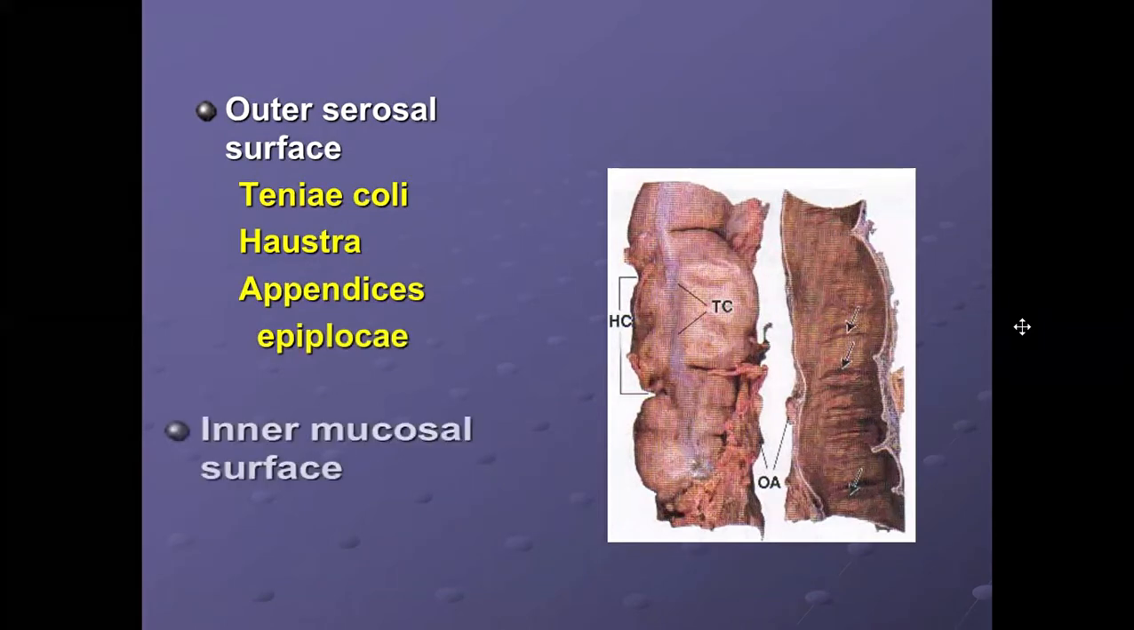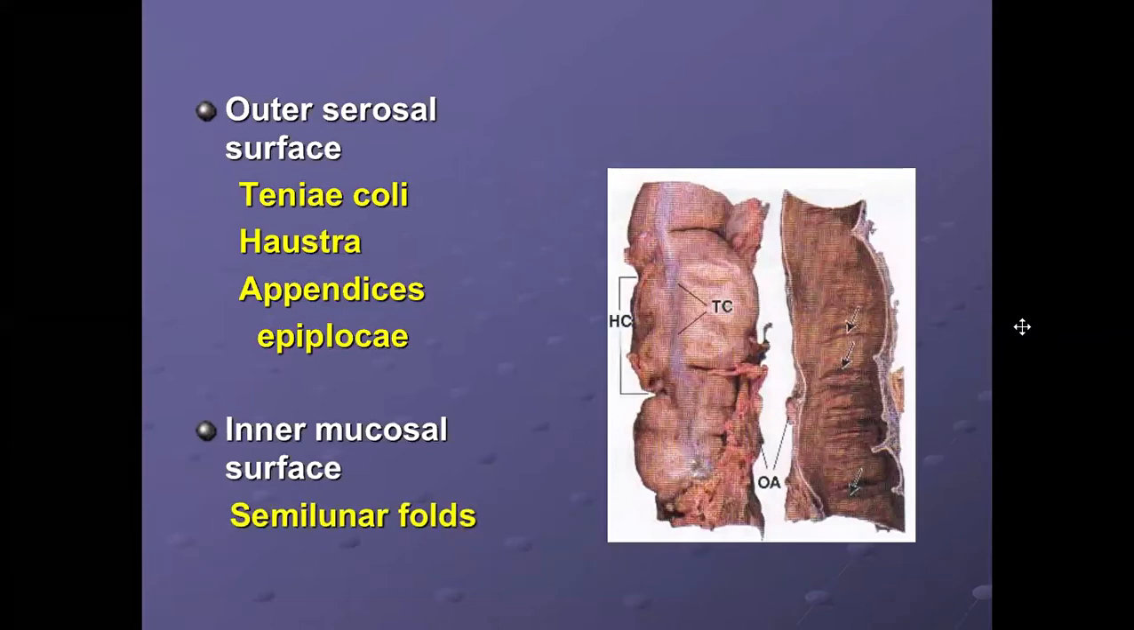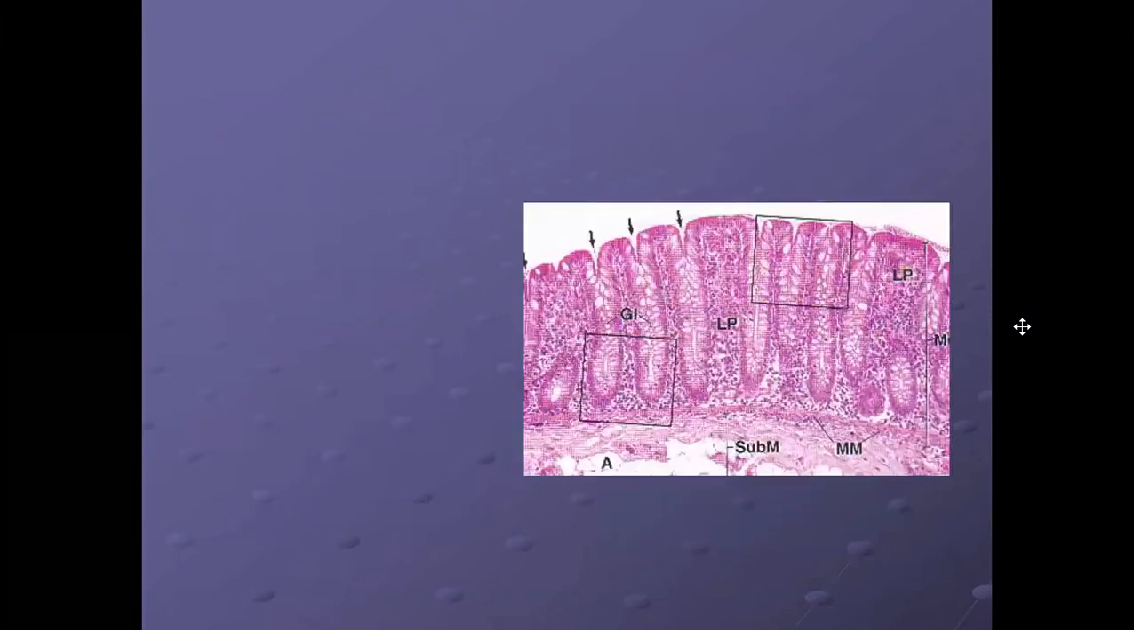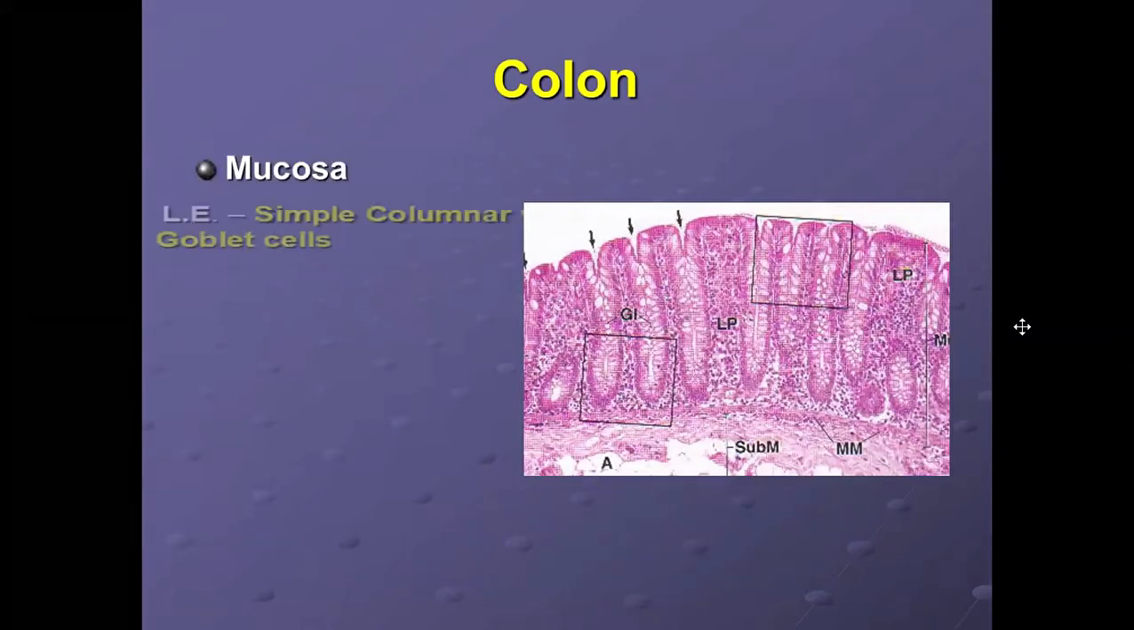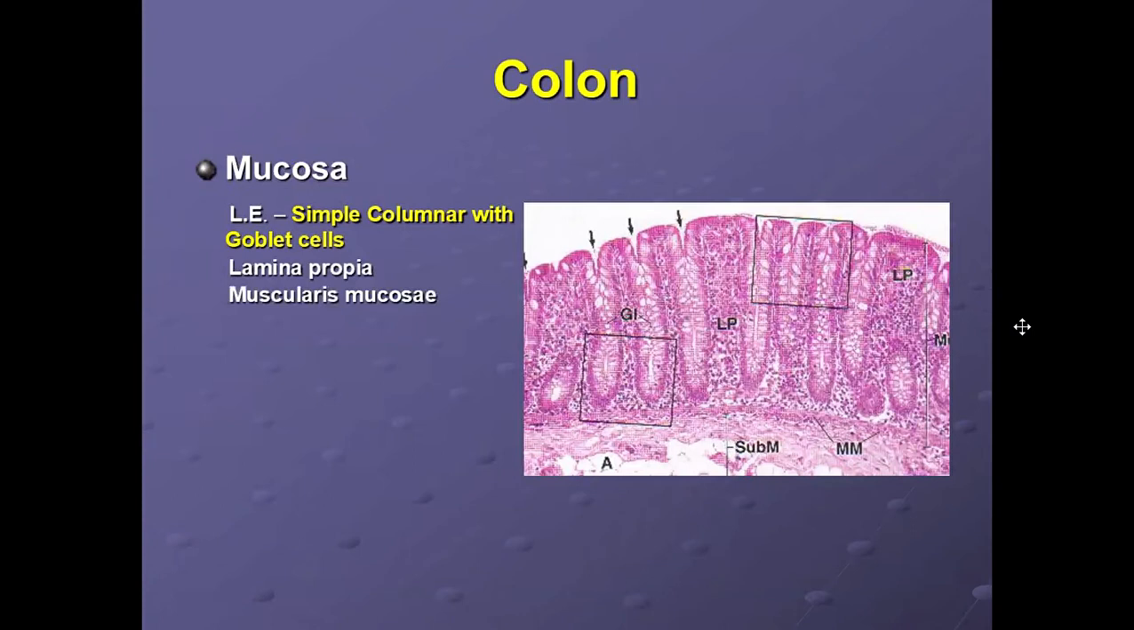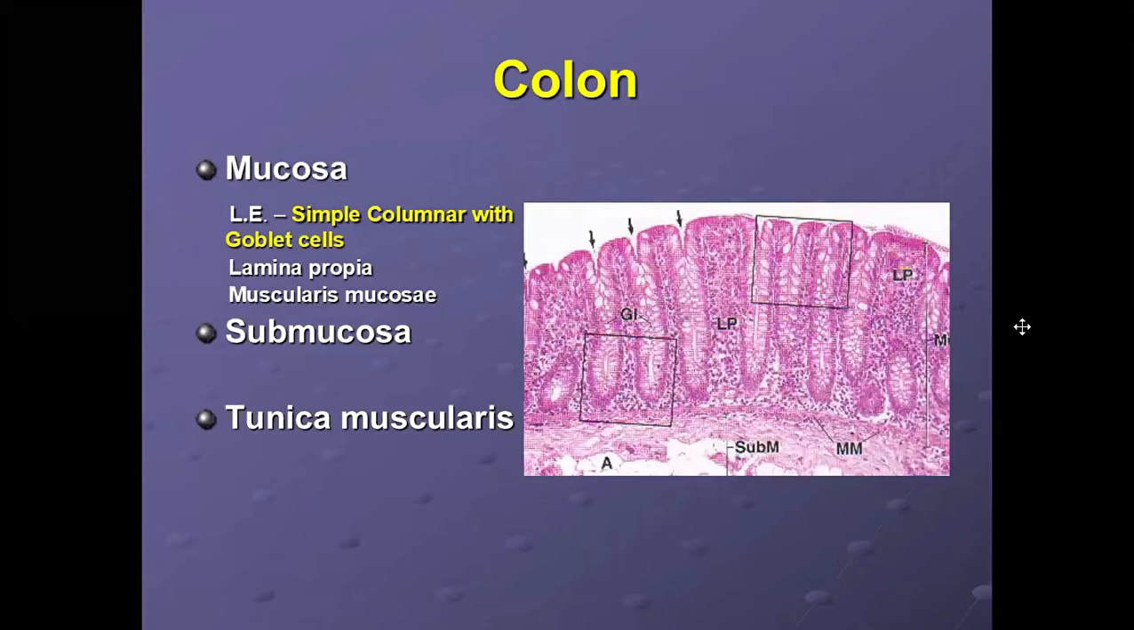And then the inner mucosal surface. Semilunar folds. Semilunar, not like in the small intestine, it is circular. Here is semilunar, the colon. You will see here your mucosa, and then you will have your simple columnar with goblet cells, lamina propria, muscularis mucosa, submucosa, tunica muscularis, and then tunica serosa.